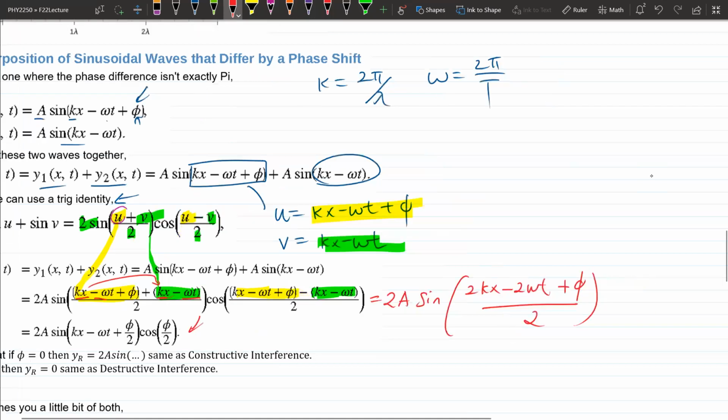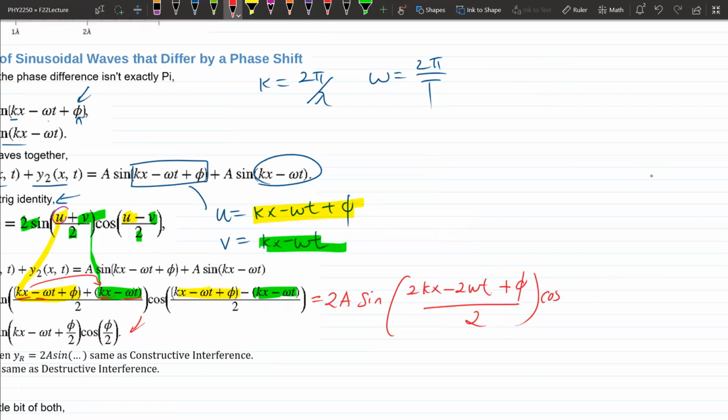Okay. The cosine piece here, right? Now, this is kx minus kx, right? That's going to be 0. Okay. So the cosine, the first term is going to be 0. Okay. This is minus omega t minus omega t, right? So 2 minuses gives you a plus. So I also get a 0 for the omega part. So this used to be kx. This used to be the omega t piece. Okay. Then all that remains is actually just the phi divided by 2.